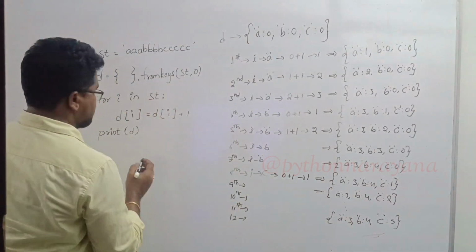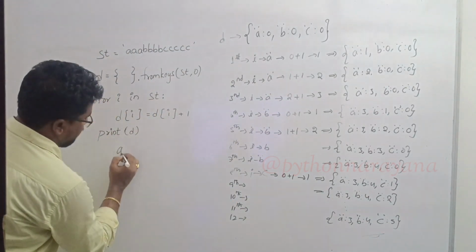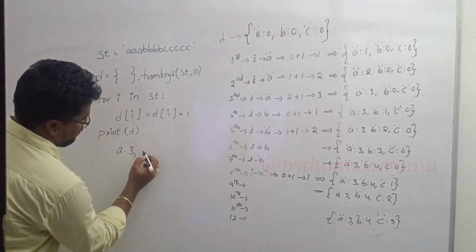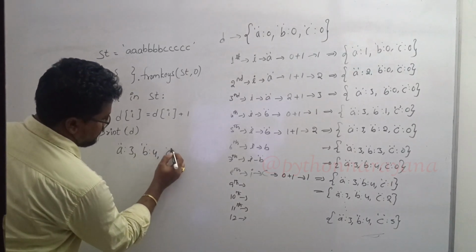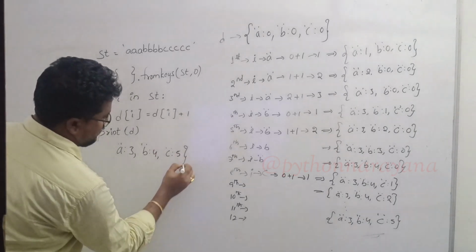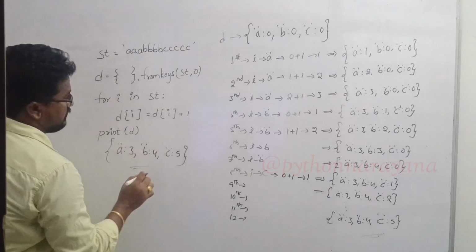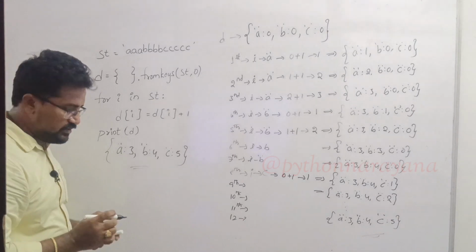So finally the output is what now? The output is A is available 3 times, B is available 4 times, and C is available 5 times. This is the result of our current program, right?